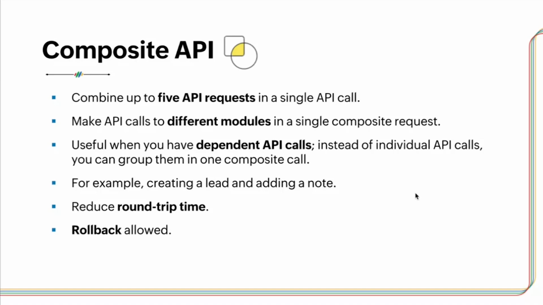And then another big plus of using a composite API is that it allows for rollback. So by rollback, I mean when one of the requests fails. In composite API, like I said, you can make multiple API calls. Each of these API calls is considered a sub-request. So if one of the sub-requests fails, you can choose to roll back the entire operation. For example, I create a lead and I get an error while adding a note. Then if I want to perform a rollback, then the lead will also not be created. So this is the advantage of using composite API.